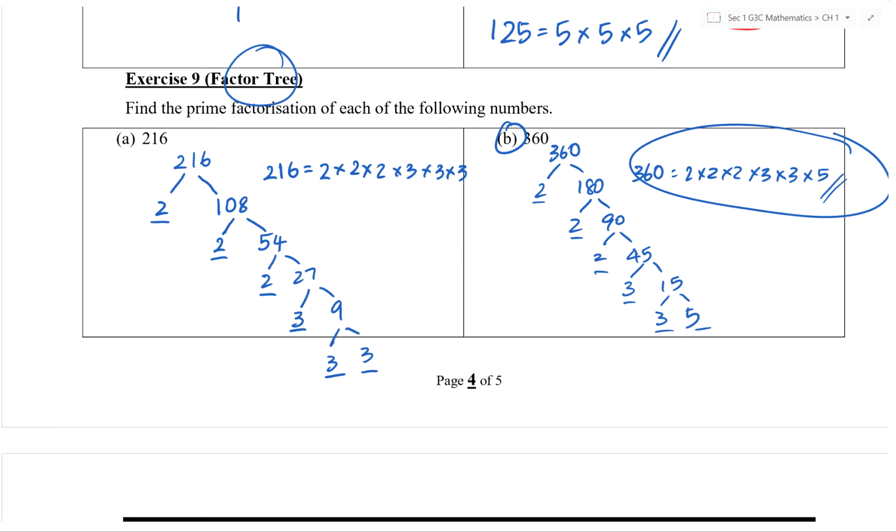Jimmy, do you have your final answer written down? Or do you just have your factor tree? Okay, any questions before I move on?